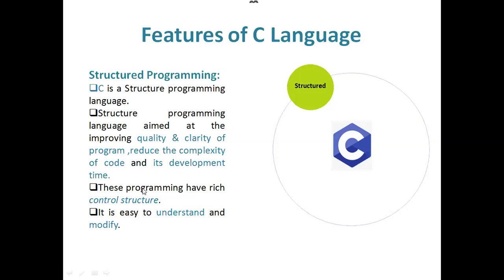Such programming languages have rich control structures, meaning that they have statements like if else, switch, and loops. It is also easy to understand and modify a structured programming language. So C is a structured programming language and it has all the qualities that structured programming offers.